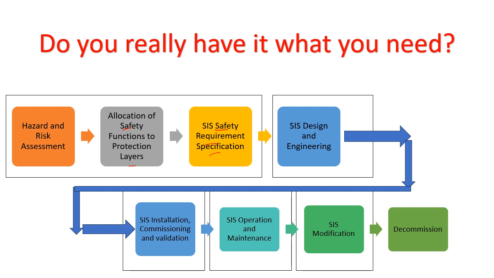These three things are covered in stage 1 of functional safety assessment. After that, the design and engineering is covered under stage 2 of the functional safety assessment. Then installation and commissioning is covered under stage 3. Operation and maintenance is stage 4, and modification is stage 5. So these are basically the 5 stages of the functional safety assessment. In the coming slides, we will be discussing each of these stages in more detail.